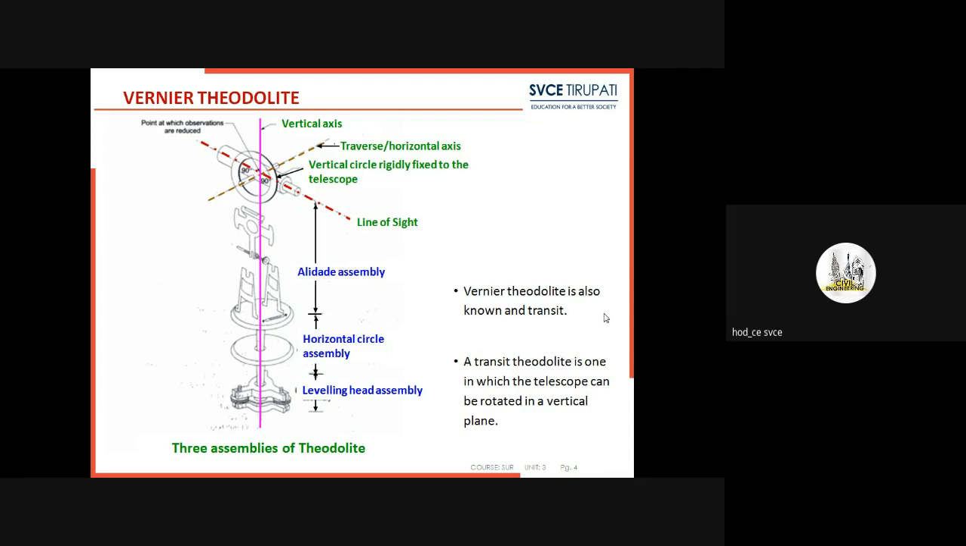And you have to observe here one of the traverse, that is the horizontal axis. That means the vertical graduations and the telescope are attached to one shaft, which supports the telescope to rotate through 360 degrees.